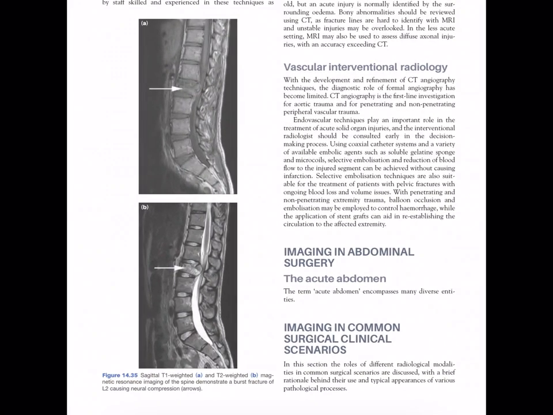Sagittal T1 weighted (A) image and T2 weighted (B) magnetic resonance imaging of the spine demonstrate a burst fracture of L2 causing neural compression. This was figure 14.35.